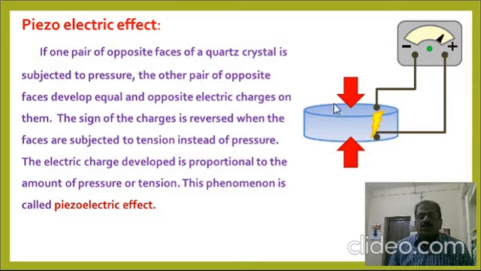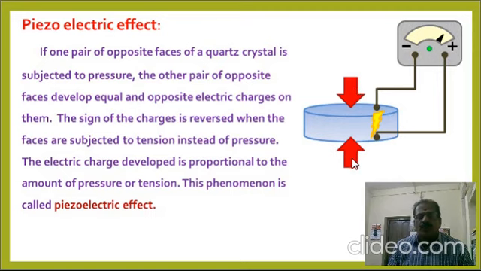Here this is a quartz crystal, and if you apply pressure on the top and bottom, that is on the upper surface and lower surface alternately, on both opposite faces, then we can see a deflection in the galvanometer, or a deflection in the voltmeter. Here we are applying the force from top to down, and here from down to top. So we are applying force on these two surfaces.